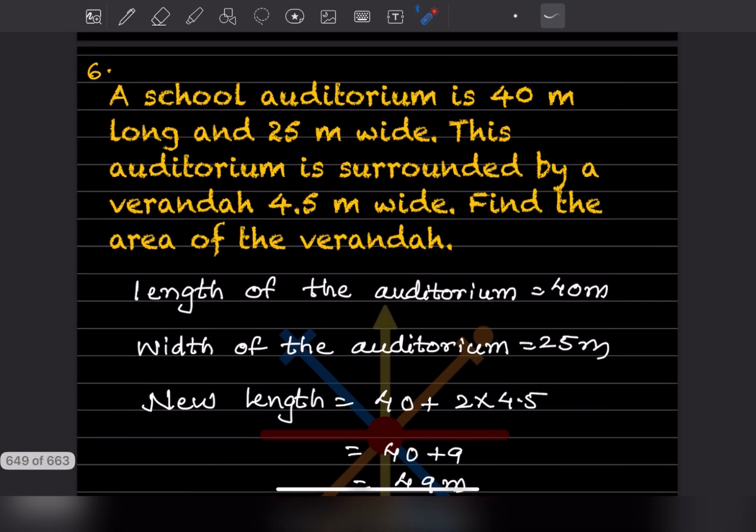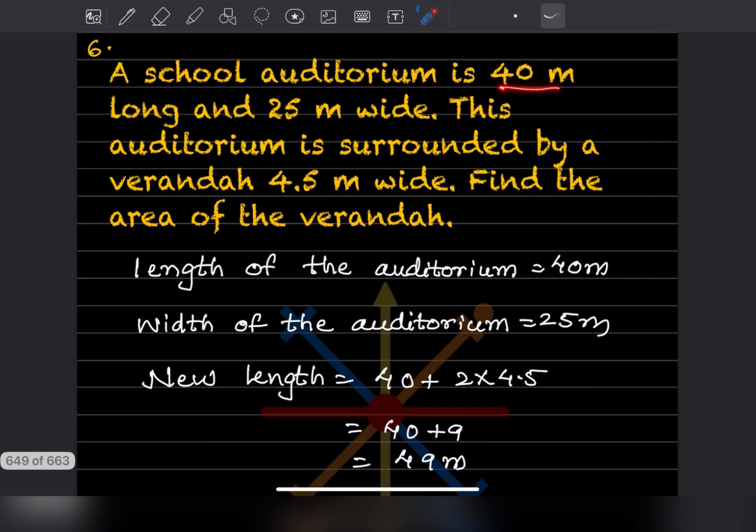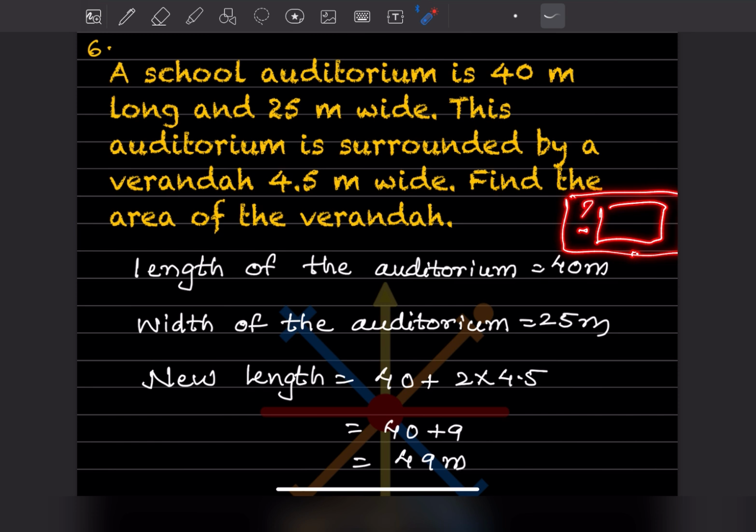A school auditorium is 40 meter long and 25 meter wide. And this auditorium is surrounded by a veranda that is 4.5 meter wide. Find the area of the veranda. So this is a school auditorium and it is surrounded by a veranda. You have to find the area of this veranda.